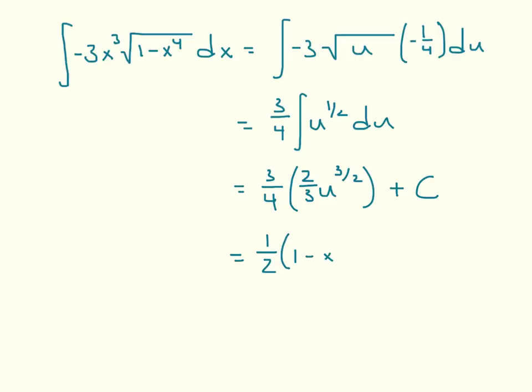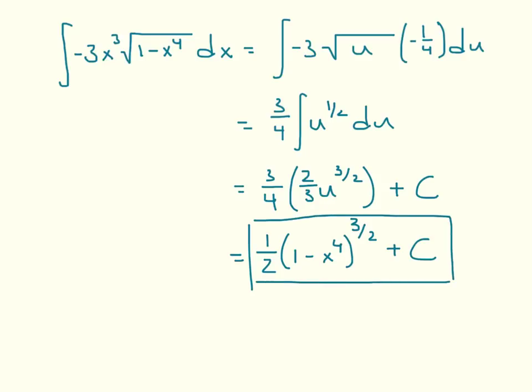We said that u is going to be 1 minus x to the fourth. So for our final answer, we get 1/2 times 1 minus x to the fourth to the 3/2 plus c. And again, you can check by taking the derivative of this that you get the integrand that we started with.